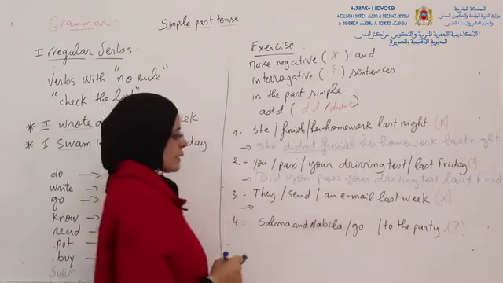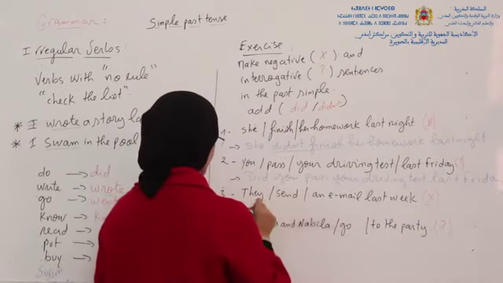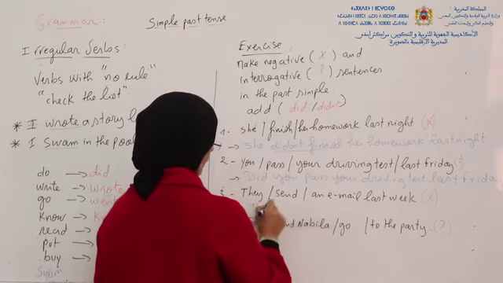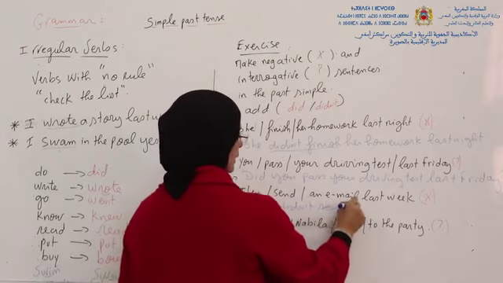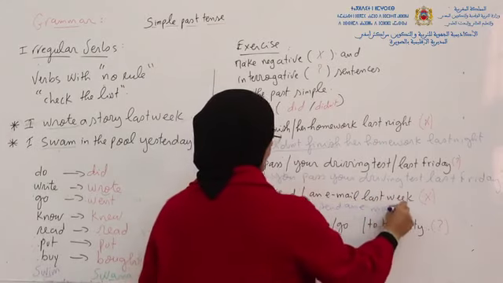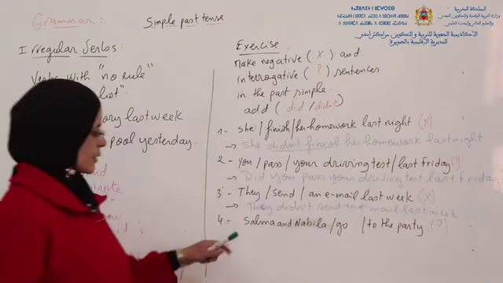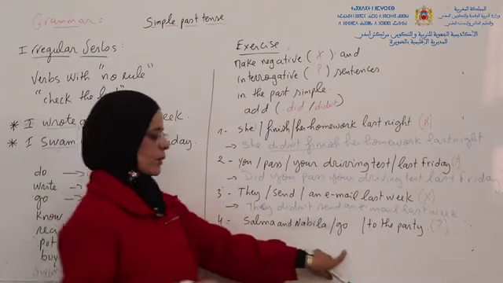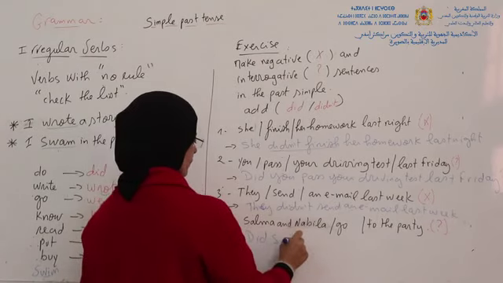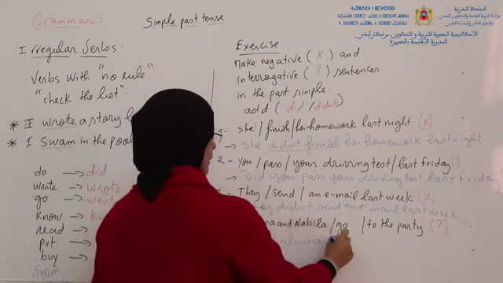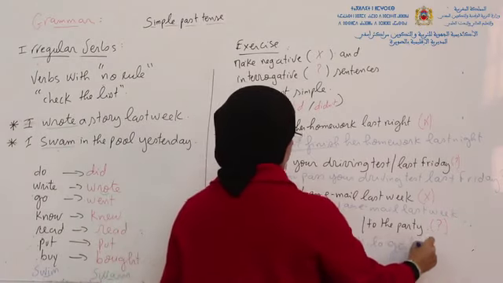Okay, number three, they sent an email last week. It's negative form. You say they didn't send an email last week. The last sentence, it's a question. Salma and Nabila go to the party. Question is this: did Salma and Nabila go to the party?